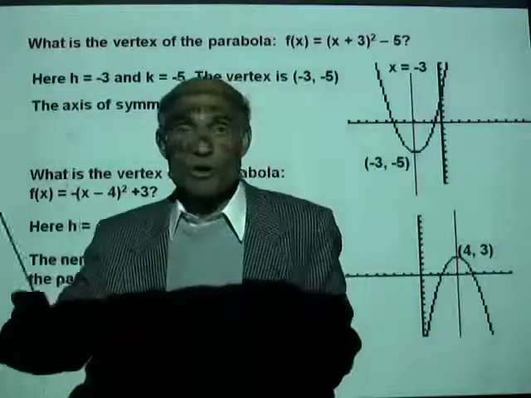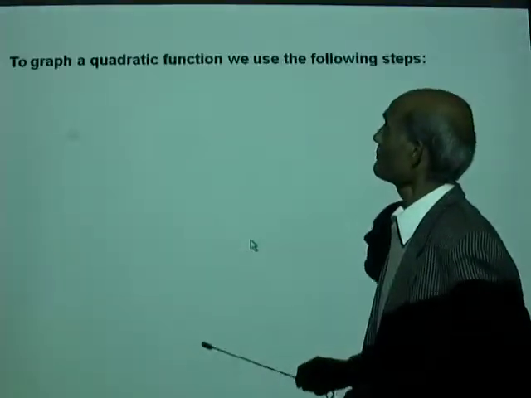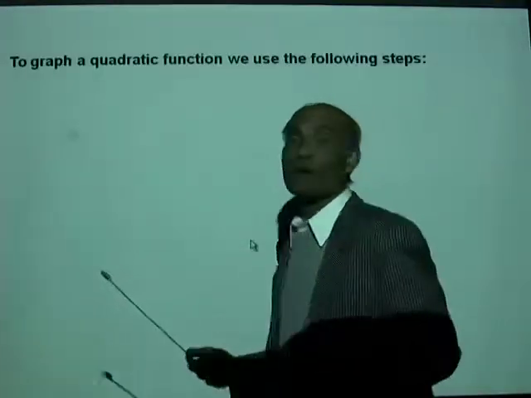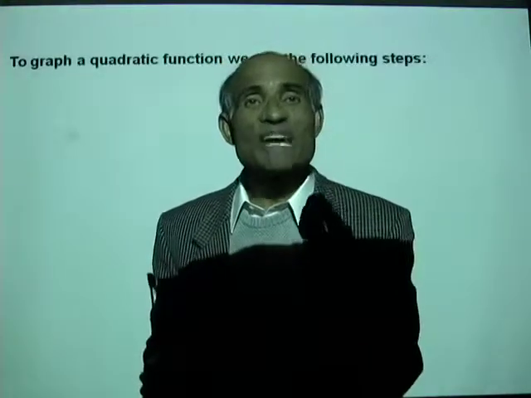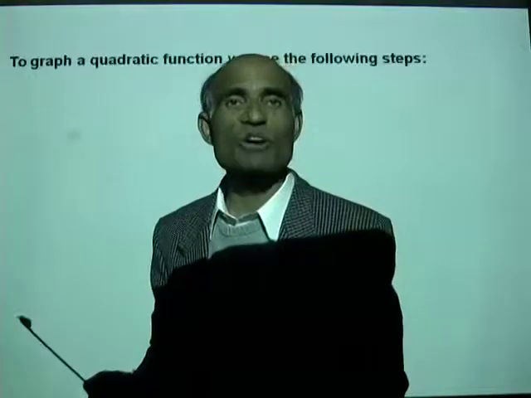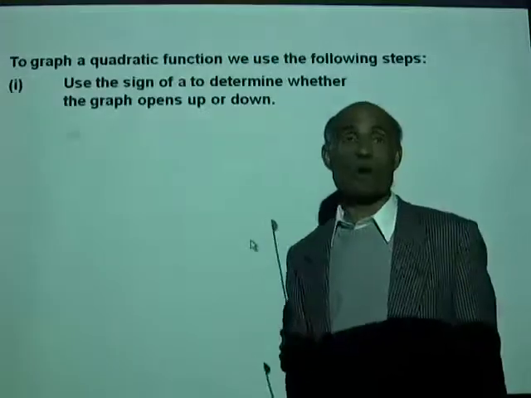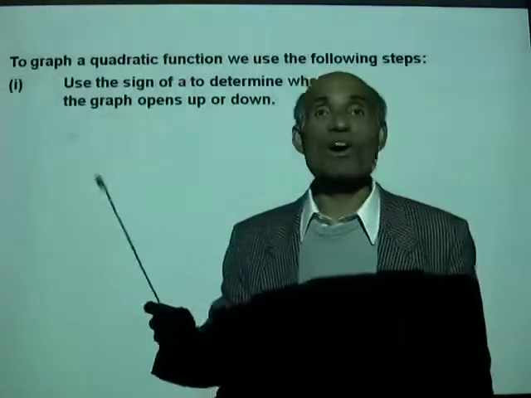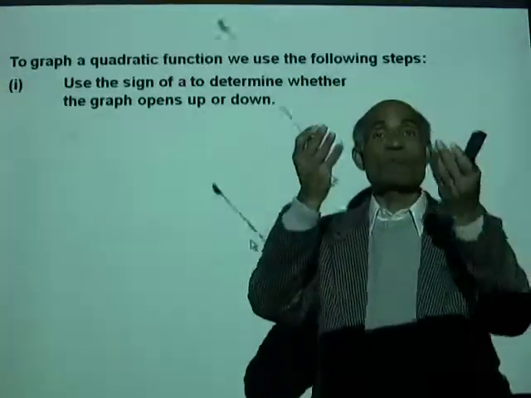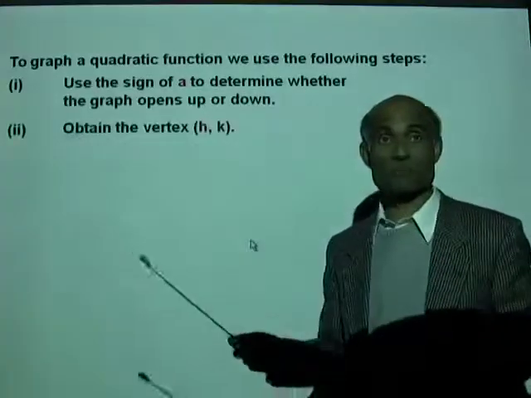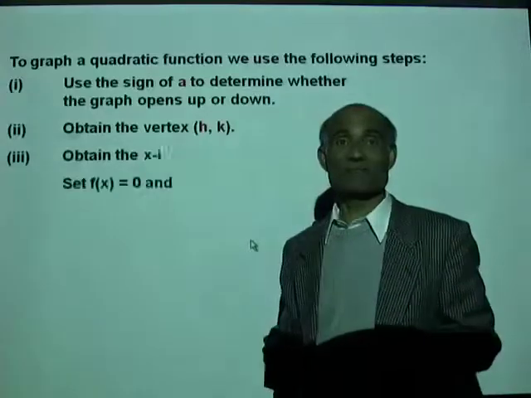Alright, I hope you follow these simple concepts. Now, we will be spending some time on sketching the graph of a quadratic function. And I want you to follow these steps. Step 1, use the sign of a to determine whether the graph opens up or down. That's the first step. Second, obtain the vertex (h, k).